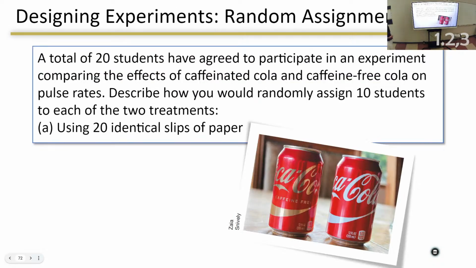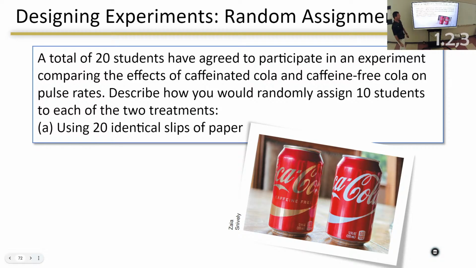A total of 20 students have agreed to participate in an experiment. So what are these 20 people? How did they get selected? It looks like voluntary, right? And I told y'all, you'll see voluntary a lot. You have to be careful about that, but you'll see it a lot. They've agreed to participate in an experiment comparing the effects of caffeinated cola and caffeine-free cola on pulse rates. So we have one factor, cola, 2 levels. Therefore, we have 2 treatments.